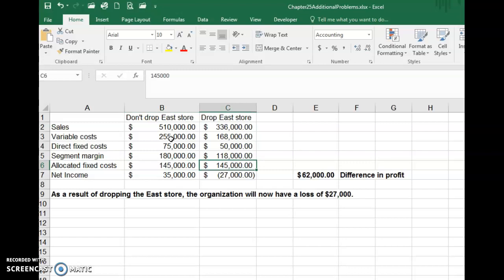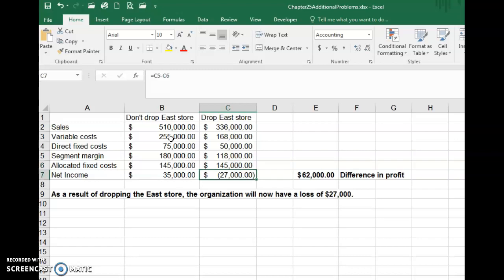Now remember, this could be confusing, but it's just like that library example that I've given to you in prior lecture videos. If you drop one of the departments, those common allocated fixed costs get moved to other departments. So when we talked about the library and different departments on campus, if we dropped one department, those library costs would just be allocated to other departments or other majors. So at the organizational level, they stay fixed, and so therefore they're staying the same.